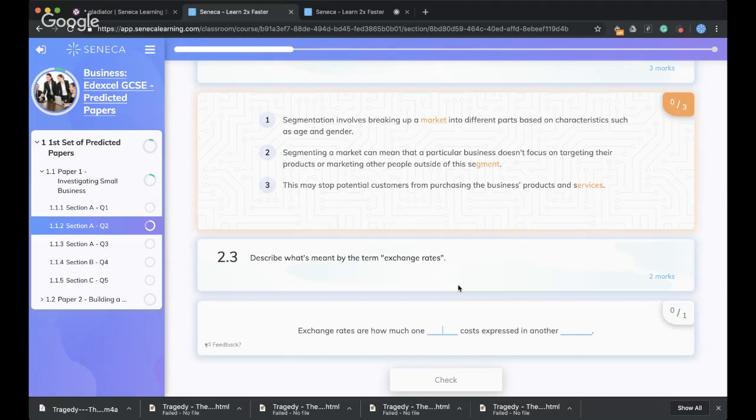Exactly. So we've got some answers coming in, really good. The value of one currency compared to another currency, very good. So again, that's a good use of the key term currency. Exchange rates are how much one currency costs expressed in another currency. Well done, Grace. Thanks for getting that answer in. Killing it, guys. You're going to be fine in your exam tomorrow.